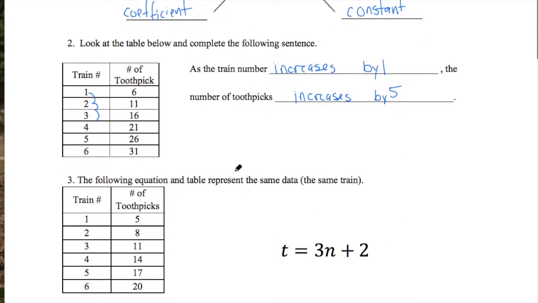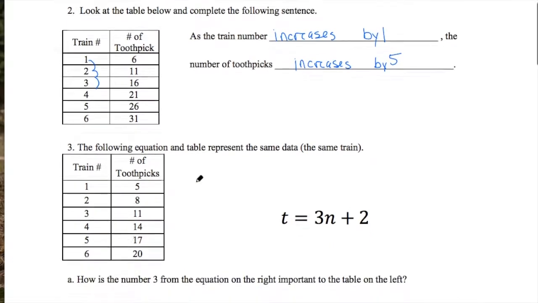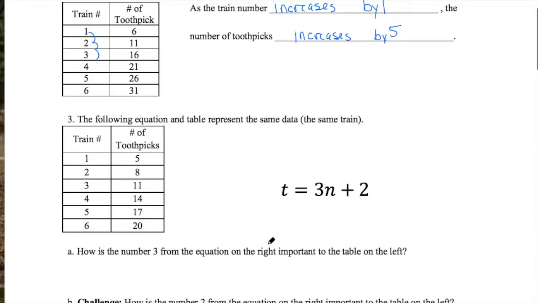Great. And the following equation and table represent the same data. So let's answer some questions. How is the number 3 from the equation on the right important to the table on the left? So the 3, again, I'm going to type this.